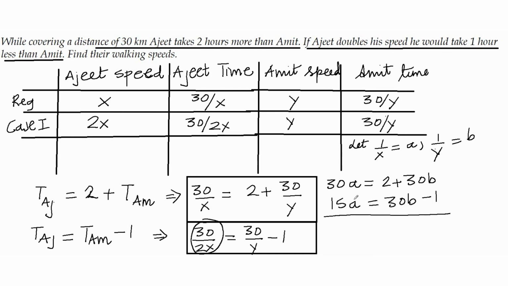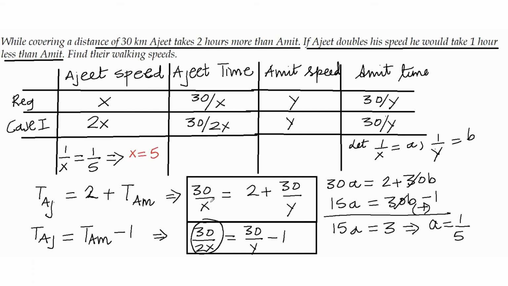And now I can subtract these two. So when I subtract these two, 30a minus 15a becomes 15a. And 30b minus 30b cancels. And 2 plus 1, this minus 1 changes to plus 1. So 2 plus 1 becomes 3, which means a equals 3 upon 15, which is 1 by 5. But what was the value of a? The value of a was 1 by x, which means I can say that because a is 1 by 5, 1 by x is also equal to 1 by 5, which implies that x is equal to 5, right?